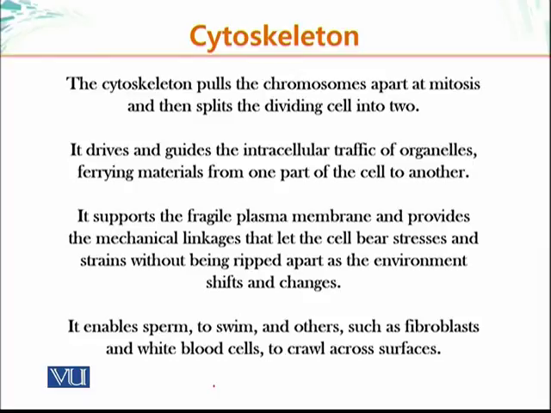It also supports the plasma membrane and provides mechanical linkages that let cells bear stress and strain without being ripped apart as the environment shifts and changes. It plays a very important role. The cytoskeleton plays a very important role in motility. For example, it allows sperms to swim, and others, for example, fibroblasts and white blood cells, to crawl.